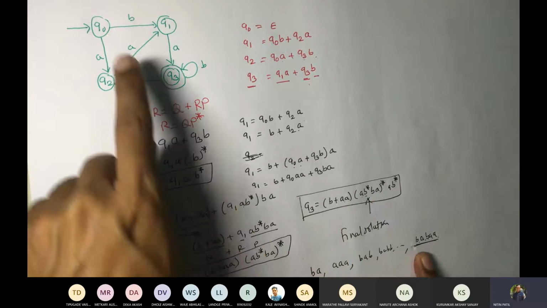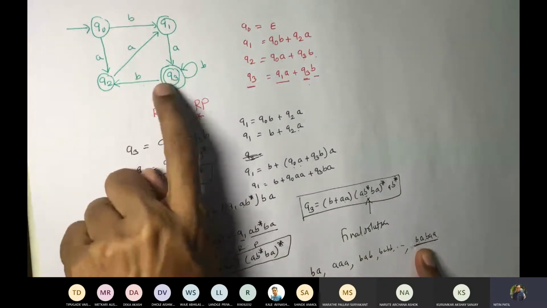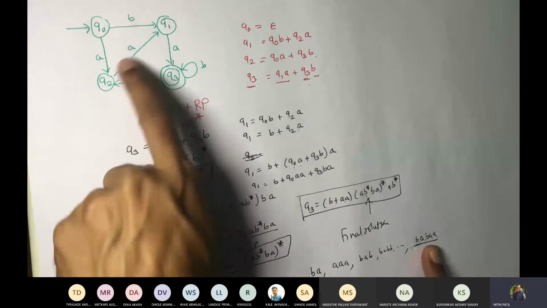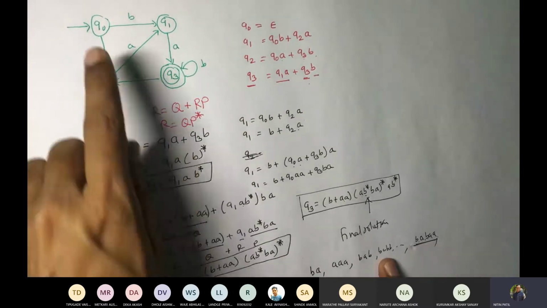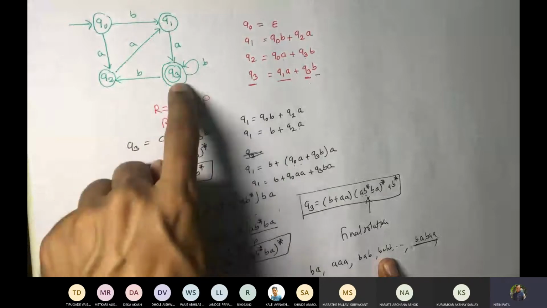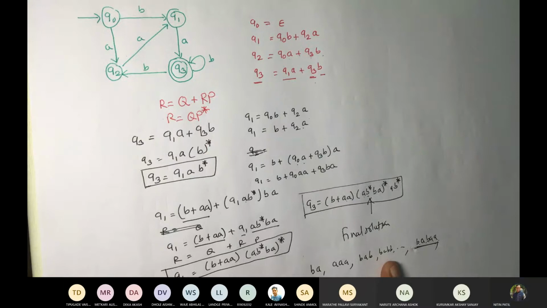So how can I go with this? So I will go with B, A. Now I will take this B. Instead of this B, I will take this B. Then A and A. So this also is accepted. So if I take BA, BB, BA, multiples of BB, that also can be accepted. So this is how you can apply Arden's theorem.